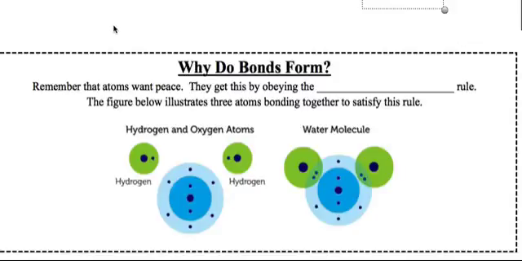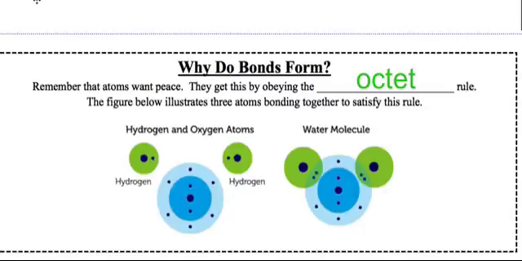So why do these bonds form? For a chemical reaction to occur, bonds have to be made or bonds have to be broken. So most of the time, at least right now, we're going to be looking at why bonds form, why they come together. Remember, atoms want peace. A lot of times I refer to it as they want to be happy. They want to get that full valence electron shell. Remember those 8 electrons that I talked about? Well, that is called the octet rule.